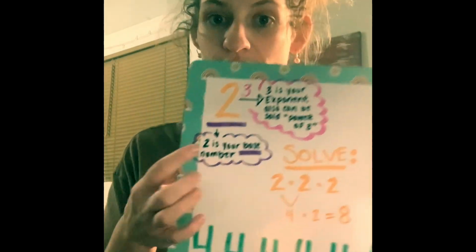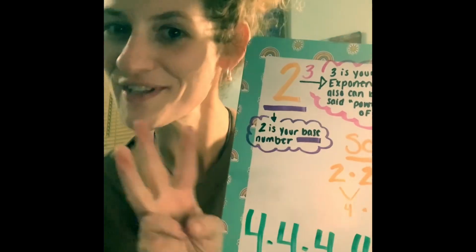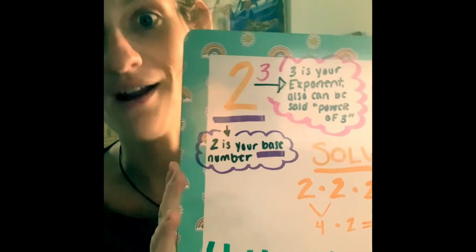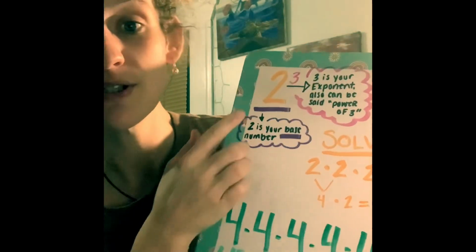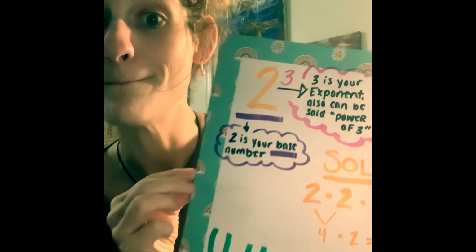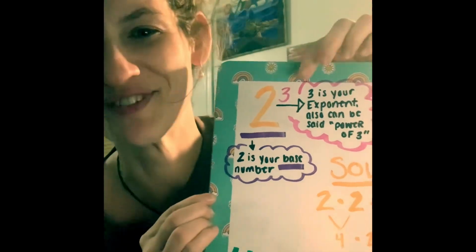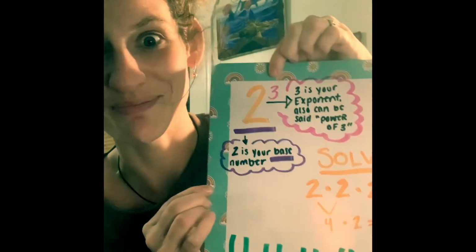Here I have the number 2. And see that little baby number up there, number 3? That is going to be your exponent. So it's always going to be smaller than the big number right there. So you've got your big number, which we call our base number, and we've got our little number, which is called the exponent.